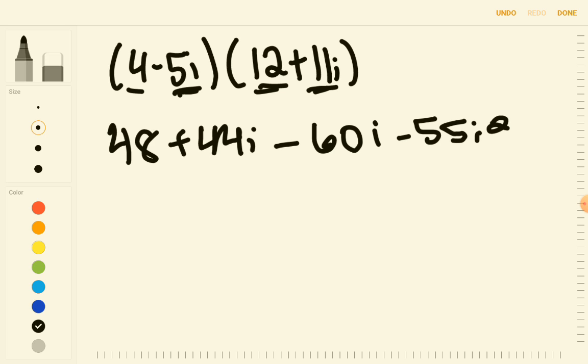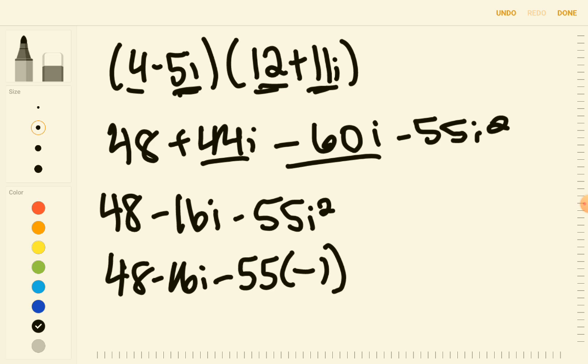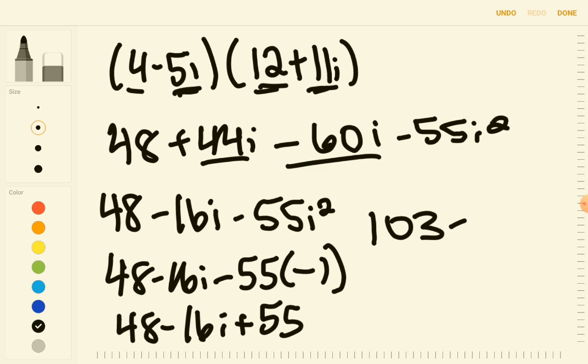Next, we're just going to combine our like terms. 44i minus 60i, which would be negative 16i, minus 55i squared. And we know that I squared is negative 1. So we could plug that in. Now we would get 48 minus 16i plus 55. And 48 plus 55 is 103 minus 16i. And that would be our final answer.